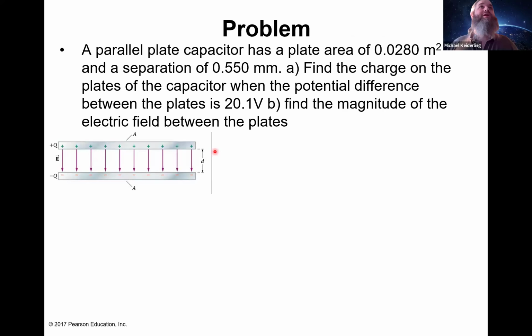So if you have a parallel plate capacitor and it has a plate area of 0.028 meters squared and a separation of 0.55 millimeters. Notice that that is in millimeters. If we want to find the charge on the plates of the capacitor when the potential difference between the plates is 20.1 volts, and the magnitude of the electric field between the plates.